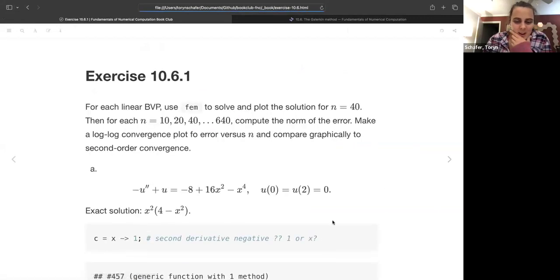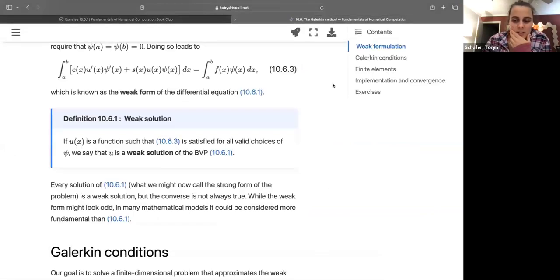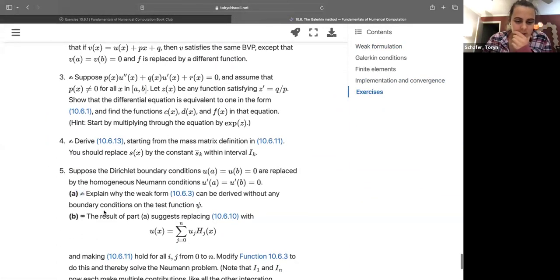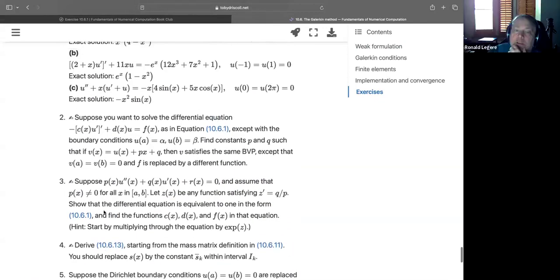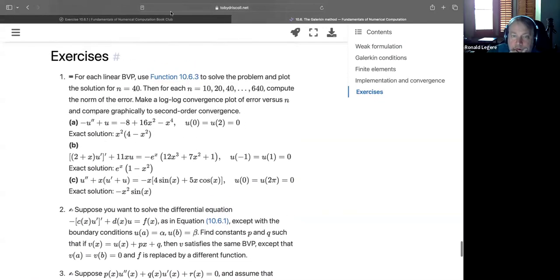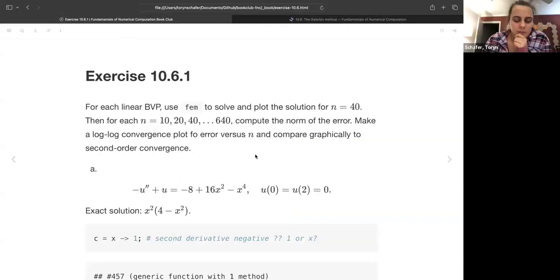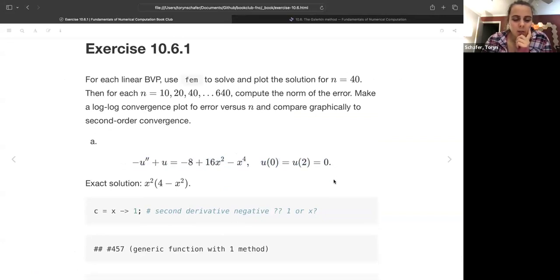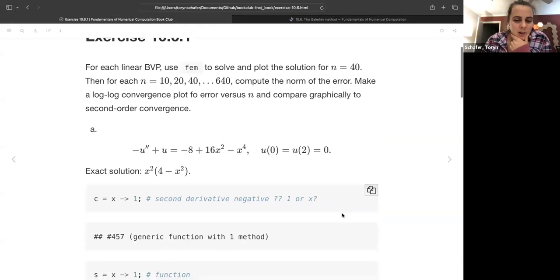Okay. And I just did one of the parts from exercise 10.6.1. For this section, most of the exercises have the little hand sign, so I kind of skipped all of them. So I just did this. We have this two-point boundary value problem, and we have to identify the coefficient functions. This took me a little while.